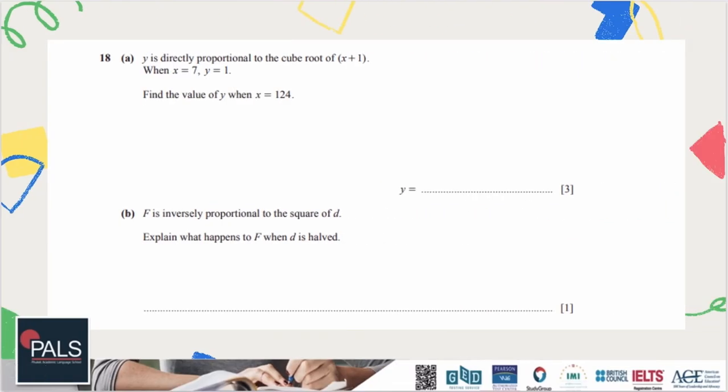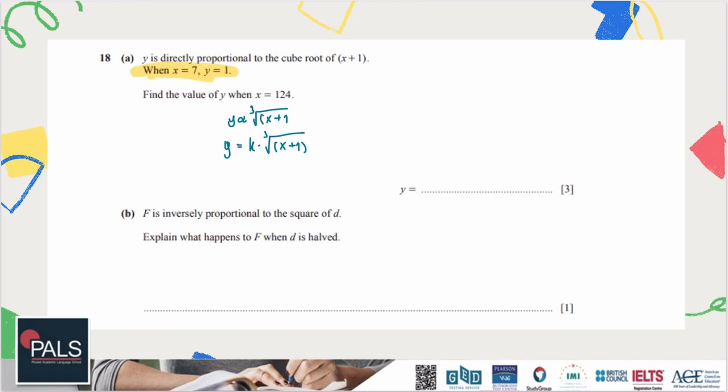Okay, number 18. y is directly proportional to the cube root of x plus 1. So when x equals 7, y equals 1. They ask you to find the value of y when x is 124. So y is directly proportional with the cube root of x plus 1. So we change the proportional symbol to equal, but you need to take the constant value k times the cube root of x plus 1.